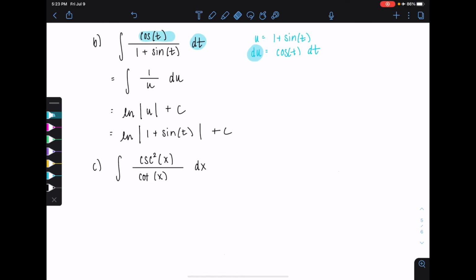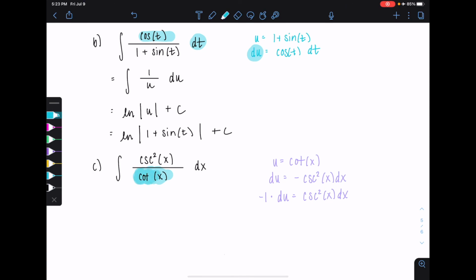So I got one more. Let's integrate cosecant squared of x divided by cotangent of x. Again, I want to utilize the fact that I have something in my denominator. So let's make a substitution of the thing in my denominator. So if we let u be cotangent of x, then du is negative cosecant squared of x dx. I don't have that minus sign, but that's okay.